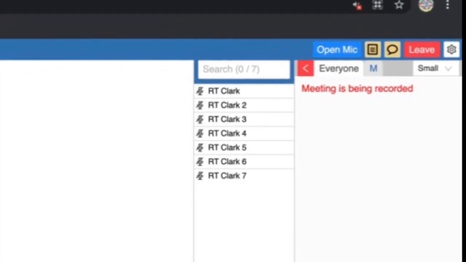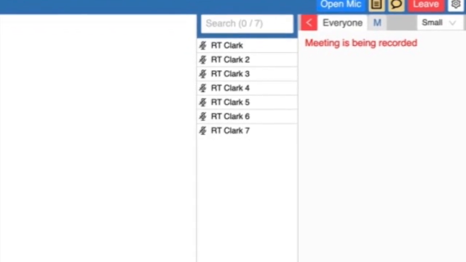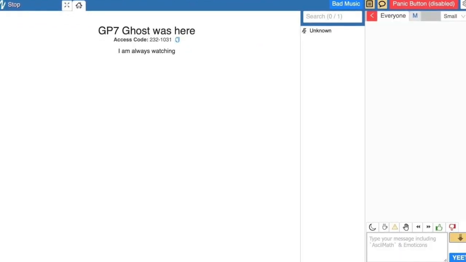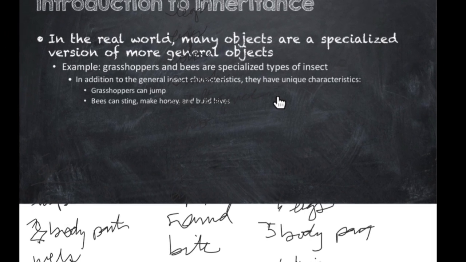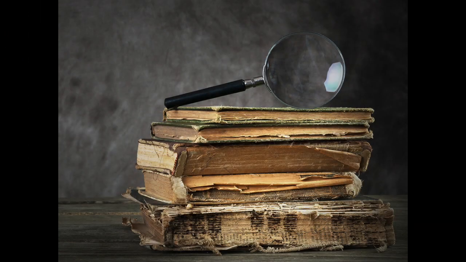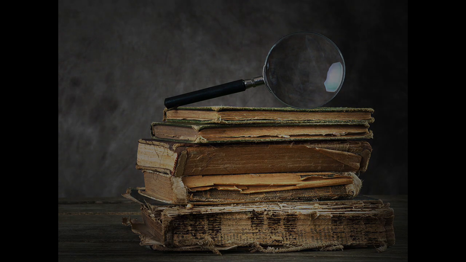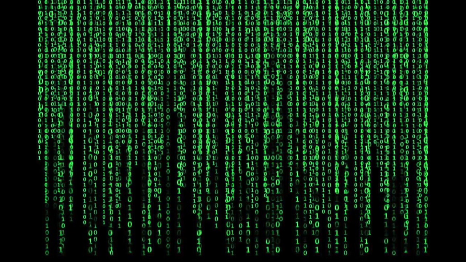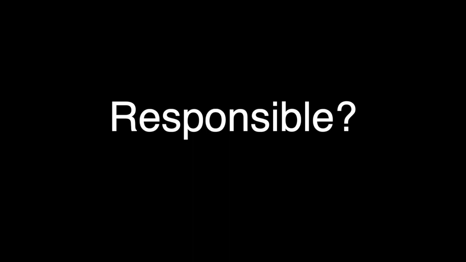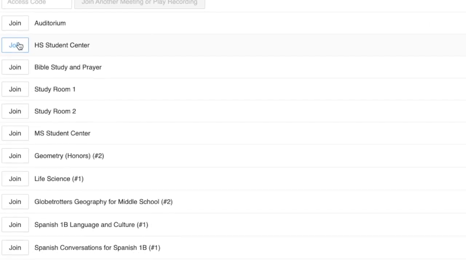GP7 has a long history of glitches. Some are created by students, while others are more unpredictable. These mysterious glitches folded into the largest GP7 mystery. How did these glitches occur? Why are they so random? Could someone be responsible? Some even say it's the GP7 ghost.